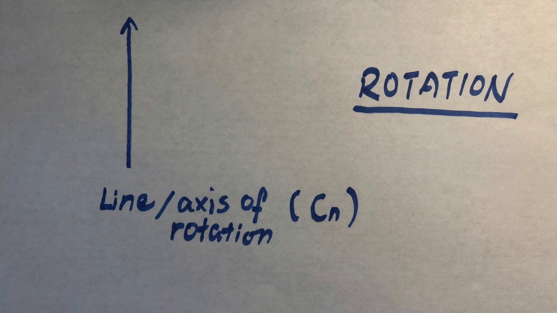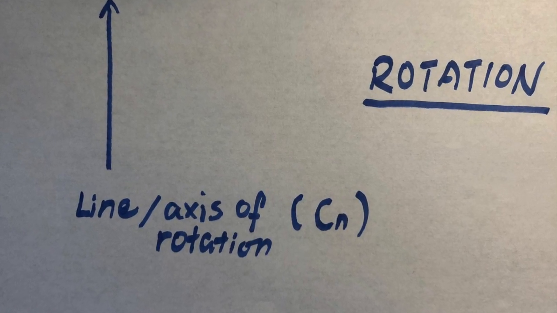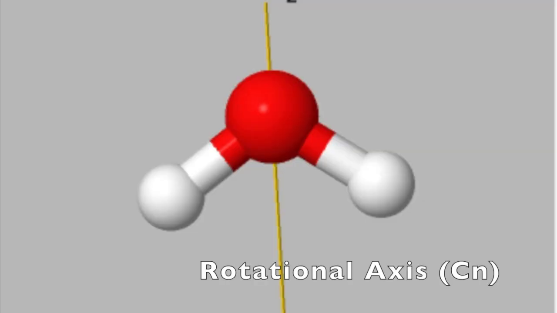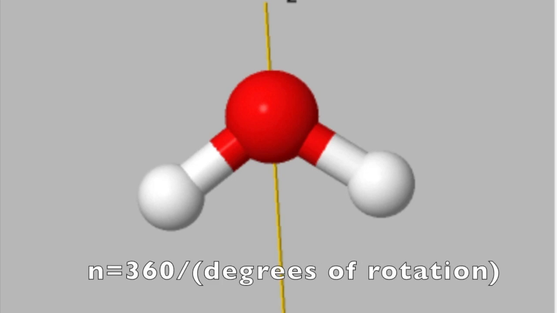The third symmetry element is an axis, which is associated with rotation. Rotation is symbolically expressed as Cn, where n is the number of folds of rotation. To find what n is, we simply divide 360 degrees by the angle of rotation.